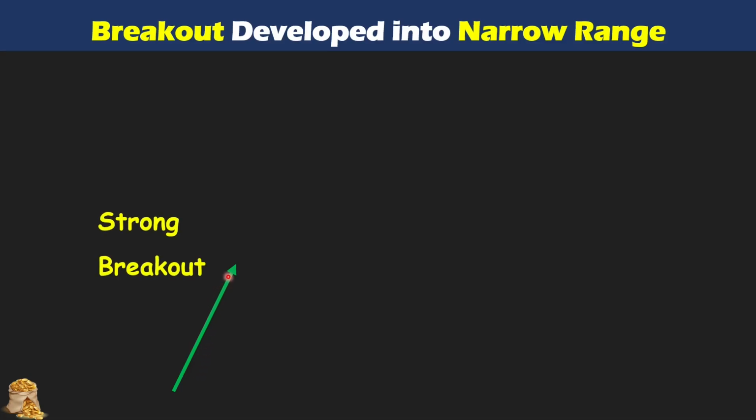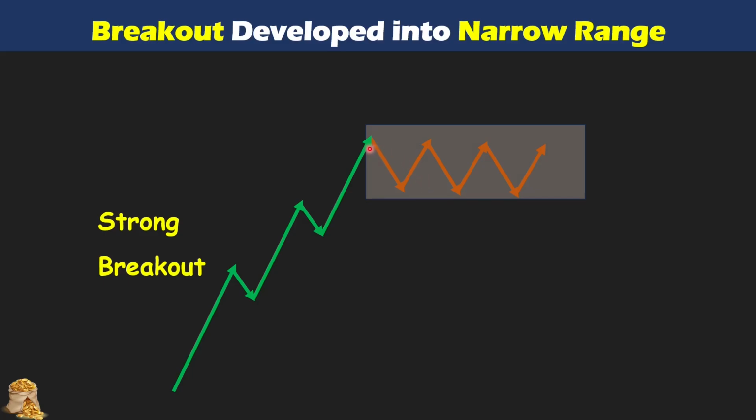And then after that, there should be a small pullback. And then there's a second leg, a pullback, and a third leg. It depends on the strength of the trend. It could develop into a fourth leg, but normally three legs are very typical. After the third leg up, normally it develops into a small range or narrow range here. The reason it's narrow is because it compares to the whole trend. You can see the market doesn't go down too much.